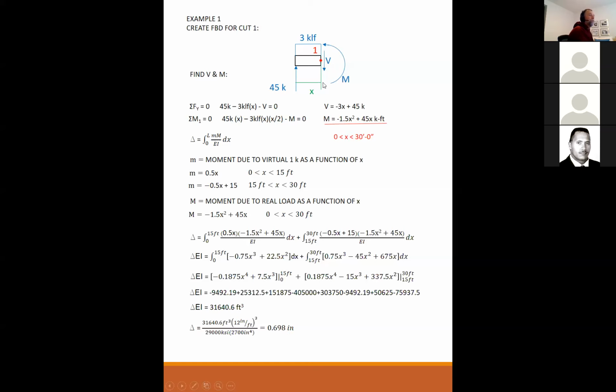Also, we assumed from our virtual load pointing down that the deflection would be going down. The positive answer means that the deflection went in the direction that we assumed it to be. So positive does not mean up or down. Positive only means it went in the direction that we had assumed when we applied our virtual load.